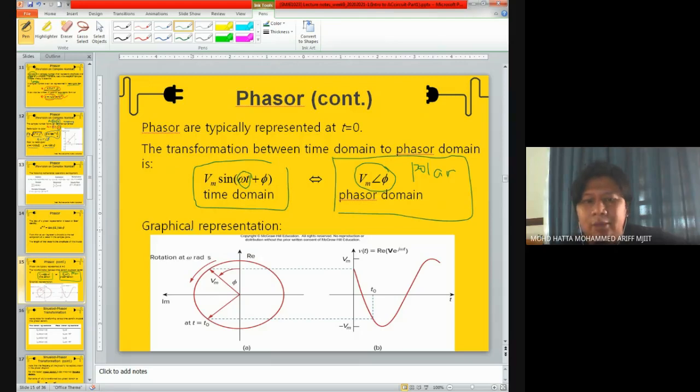And if you try to represent this voltage in time domain or in phasor domain in graphical representation, this is how it looks. But I think this one is a bit difficult to understand compared to what I will teach you later on. Maybe we will leave this one first. Later on, I will tell you the easier way to have a graphical representation of our voltage or our current.